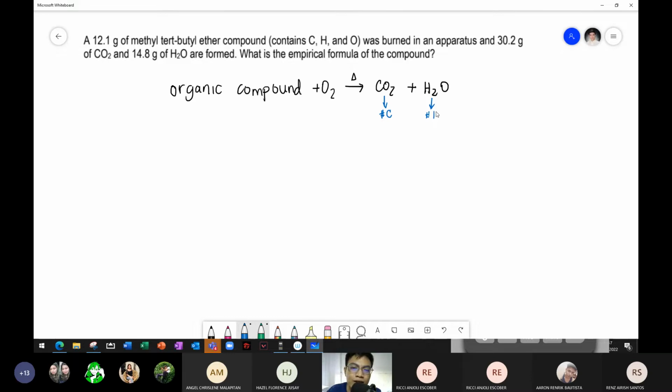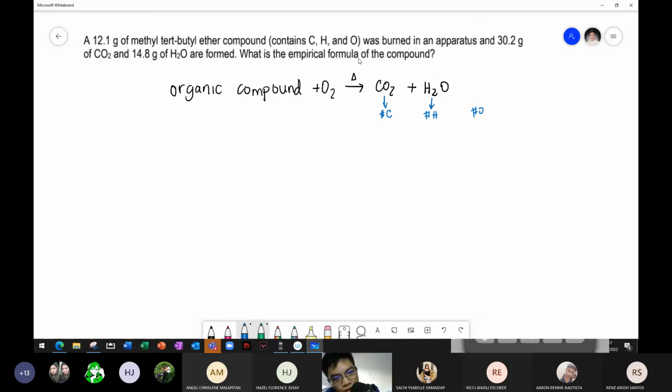Why do you think the mass of oxygen cannot be directly obtained? Let me answer it myself. First, we don't have a trap for oxygen. We only have a trap for CO2 and H2O. So meaning they are the only ones we can measure. At the same time, the amount of oxygen is variable. Why? Because it is an oxygen source. So that means you really cannot directly measure the oxygen atoms.